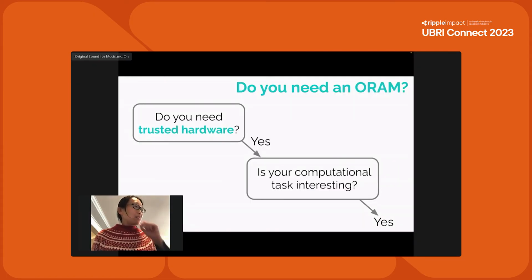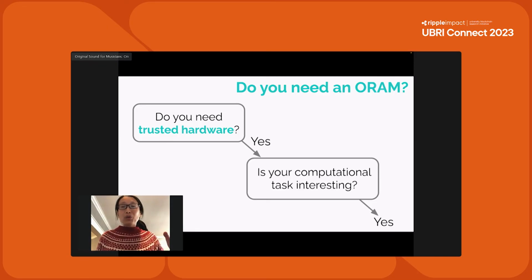Okay, so first, do you need ORAM? When do you need ORAM? So I drew this simple decision tree, right? When do you need ORAM? If you are using trusted hardware, chances are that you need ORAM, because if you have an interesting computation task that uses data structures and stuff, that has these dynamic memory access patterns, you need ORAM for the scheme to be fully secure.